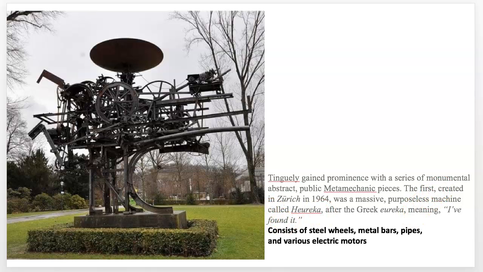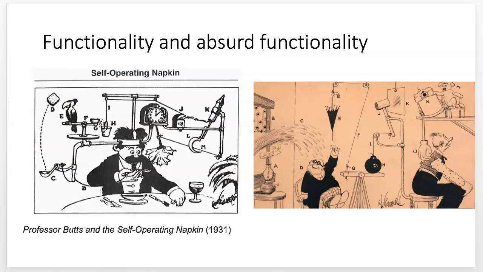He gained prominence with early machines that sort of destroyed themselves, and then he ended up doing these monumental machines that had a purposelessness to them. They were massive and they didn't really do anything. This one's called Eureka, after the Greek for "I found it." So it's interesting. He's critiquing modernism and the way in which things develop. And it has a sort of beauty to it that's almost like steampunk.